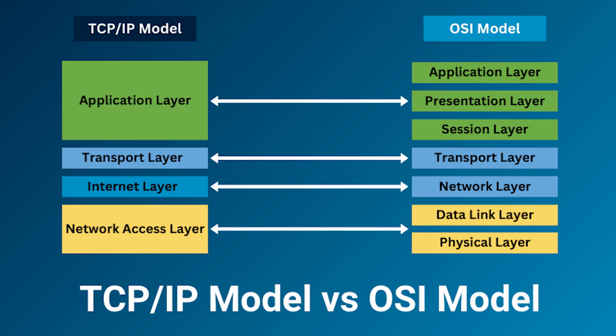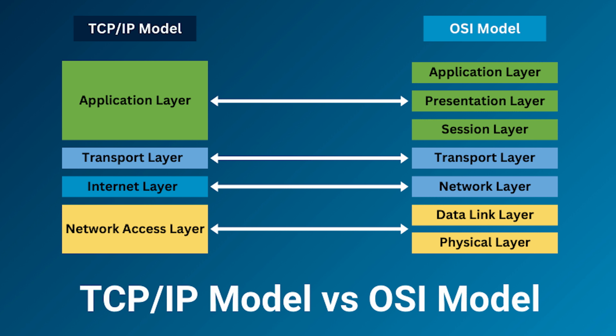Now, let's shift to the TCP/IP model, which is more practical and implementation focused. Unlike OSI's 7 layers, TCP/IP uses only 4 layers: link, internet, transport, and application. The link layer combines the OSI physical and data link layers. It handles direct communication with the hardware and includes Ethernet, Wi-Fi, and device drivers.